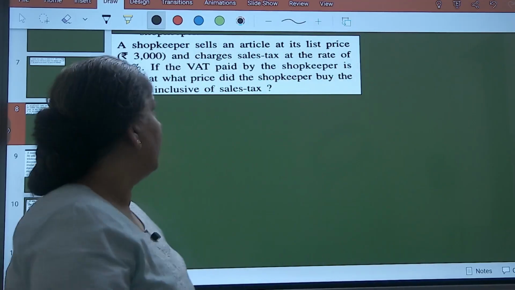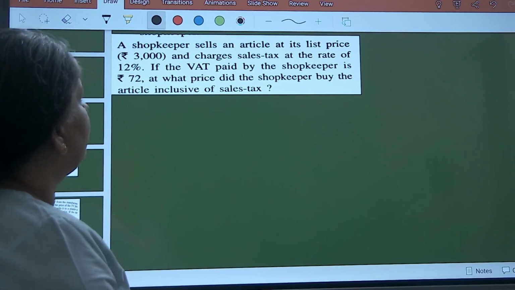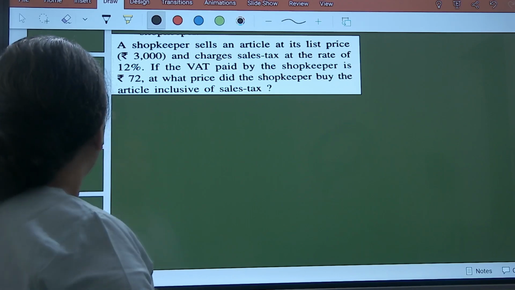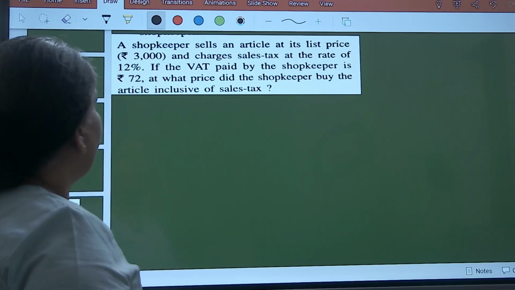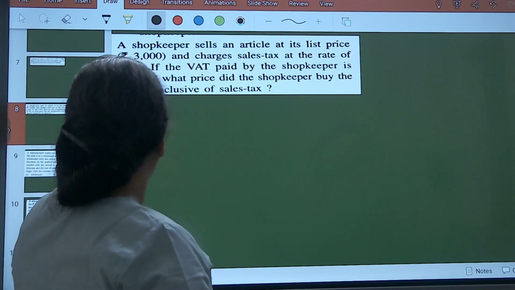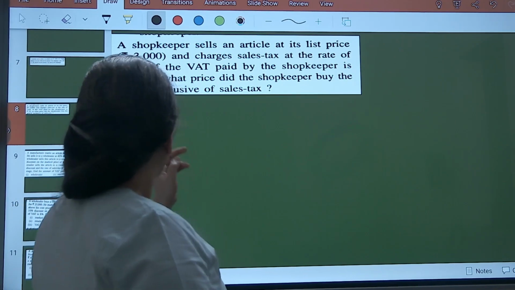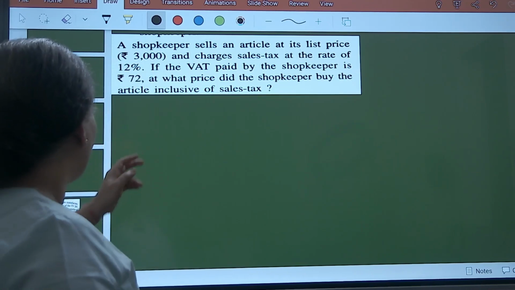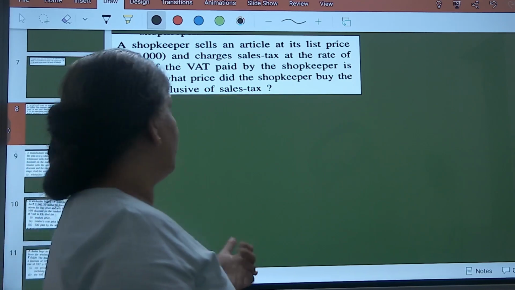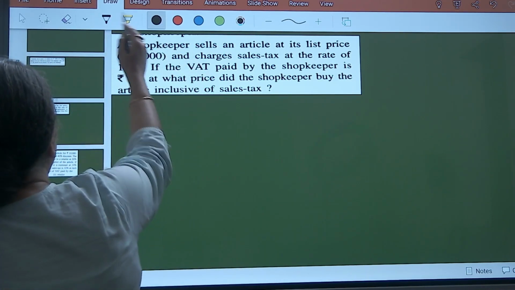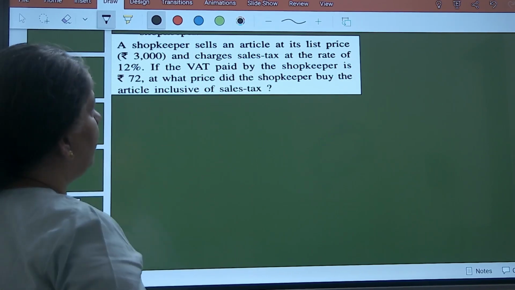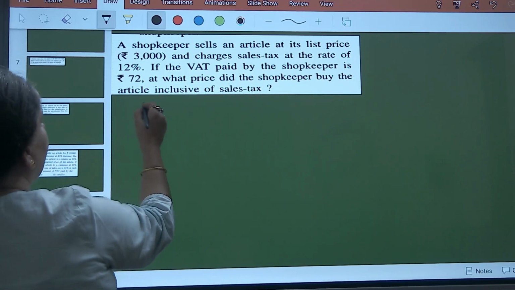Let's see this question. See, a shopkeeper sells an article at its list price. List price means the mark price, which is rupee 3,000 and charges sales tax at a rate of 12%. If the VAT paid by the shopkeeper is rupee 72, at what price did the shopkeeper buy the article inclusive of sales tax? This question is similar to the previous question. So it's easy to solve. See, shopkeeper sells an article at its list price.